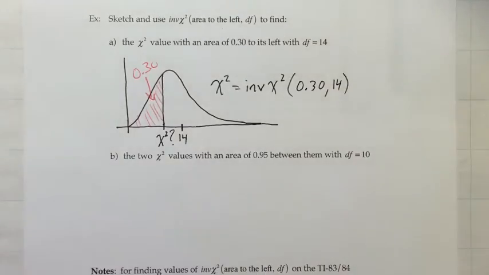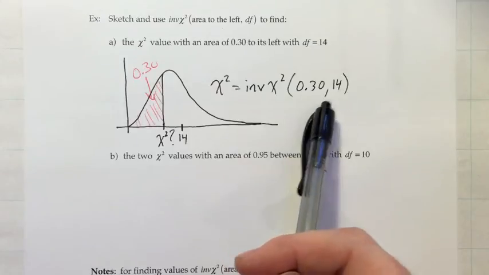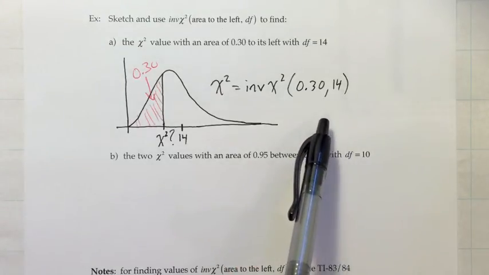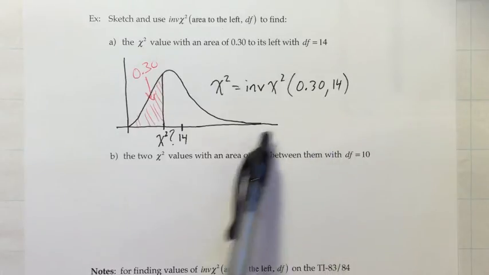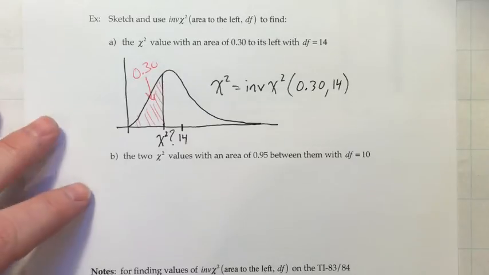So the way I write that down is very similar to what we did with inverse normal or with inverse t. We have that area to the left, which is common for both of those, and then a df just like for the t-score. And I'll show you how to do that on the calculator in a second, but let's go ahead and set up the other one, and then we'll do all of them on the calculator at once.